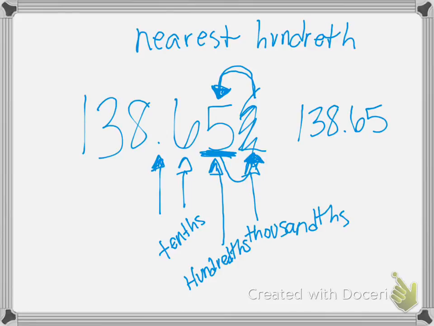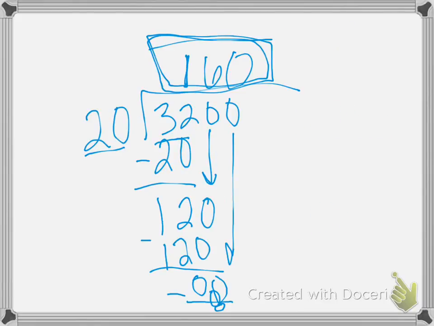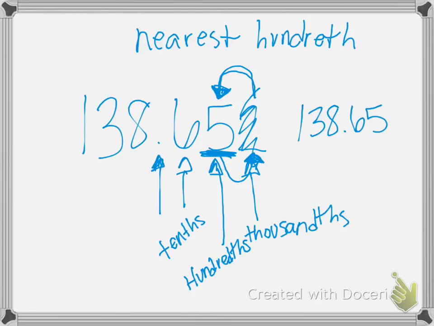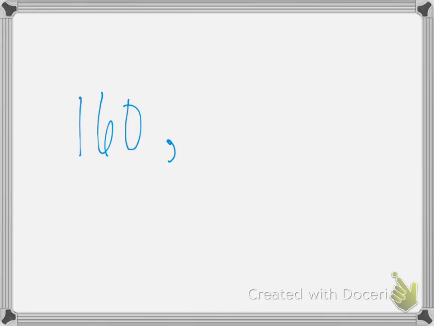So if this was a quiz question, you would tell me your estimated answer, which was 160. So you would write out 160, and then you'd put a comma, and then you would say your calculated answer rounded to the nearest hundredth, which is 138.65. So let's try some more of those together.